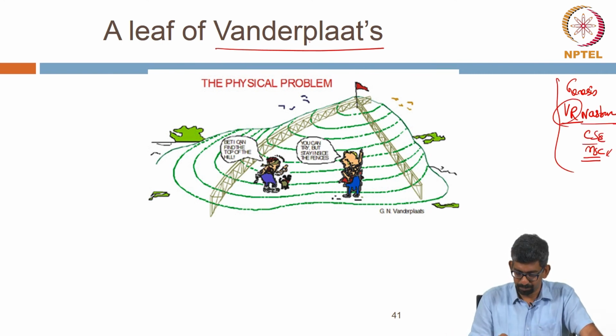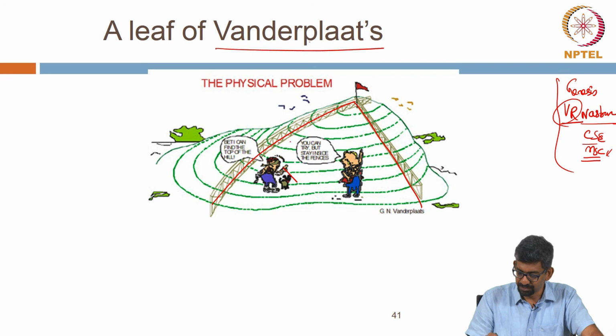This guy says, bet I can find the top of the hill. You can see that this guy is blindfolded. What this other guy says is, you can try, but stay inside the fences. Okay. So, these are your objective function isocontours, the green lines here. And this guy has a dog, but we can give him a stick in his hand, okay, so that he can find his way and go up. Okay. So, this is your constraint, these are your constraints, this is your feasible domain, make sure that you do not touch your fences because they are electrified, okay, you will get a shock. So, you will have to go in that.